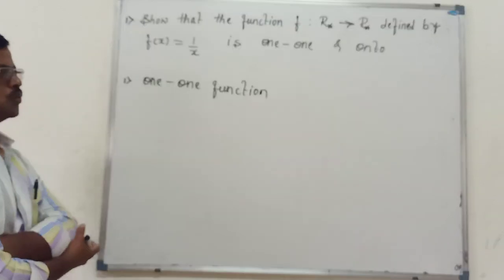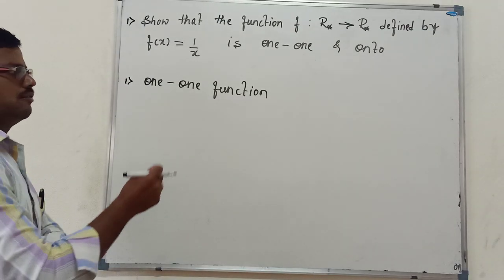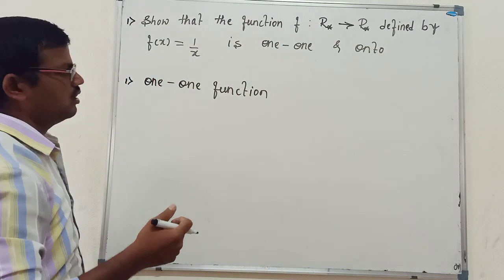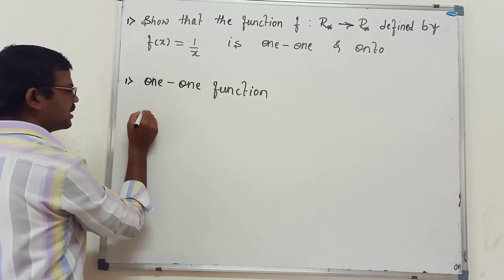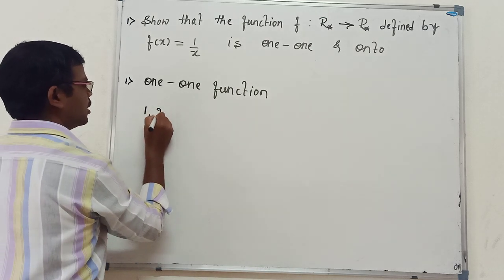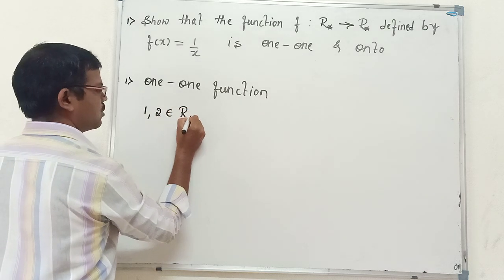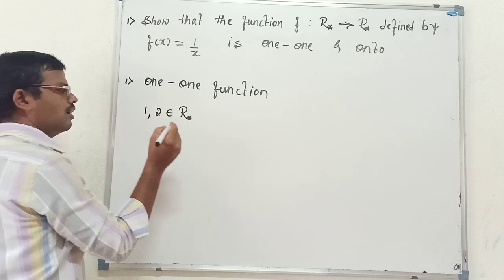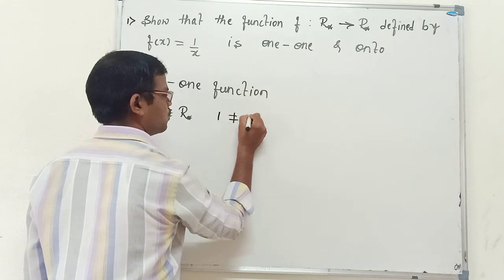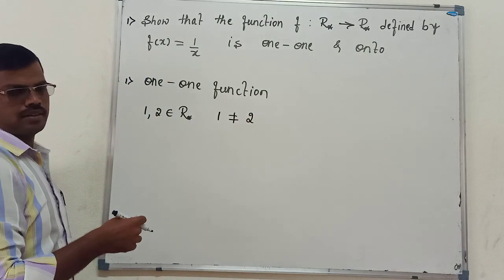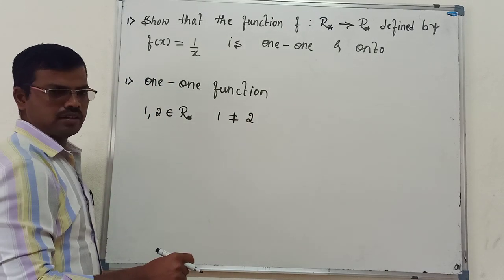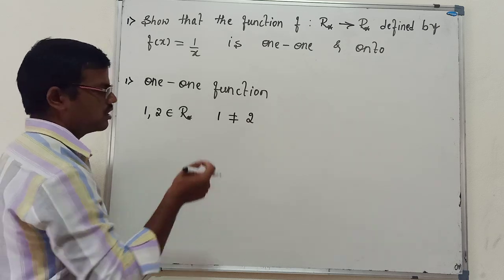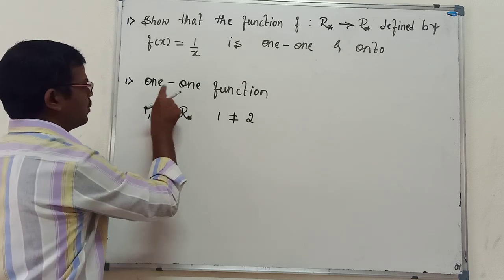We'll take the two methods. We'll take numbers only. We know the real numbers, non-zero real numbers. Let's take 1, 2 belongs to R star. 0 is not there, these are not 0, and they are different. In the second method we use different elements, then we have to get different images. If we get different images, then we easily say that the function is one-one.